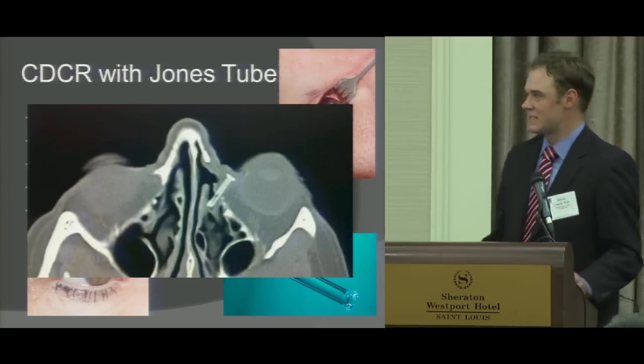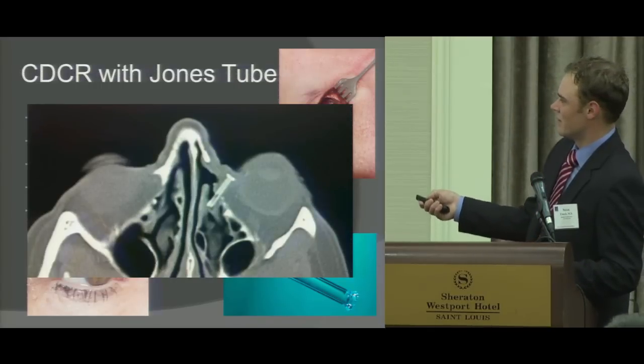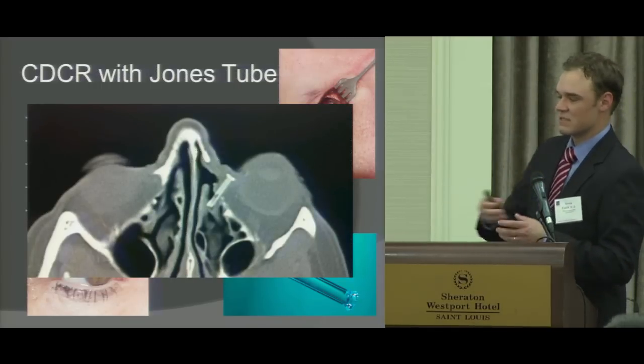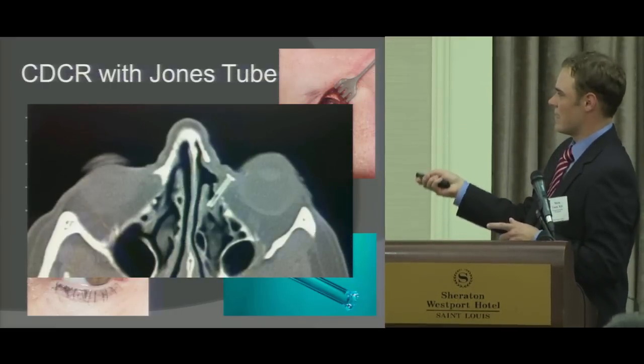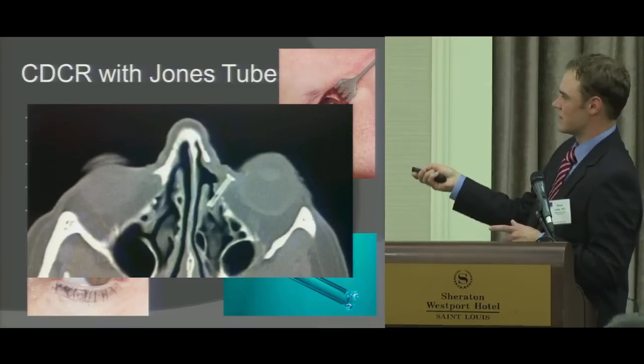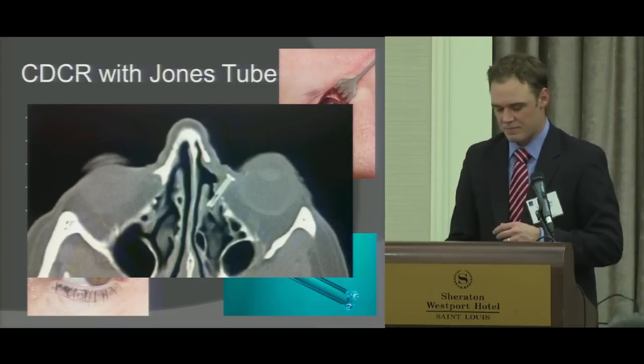But again, this is a CT scan showing the position of a tube around this left eye. So this is a CT scan that's cut like this. This is the right eye and the left eye and the nose, and this is that tube that's connecting there. Again, it's permanent.